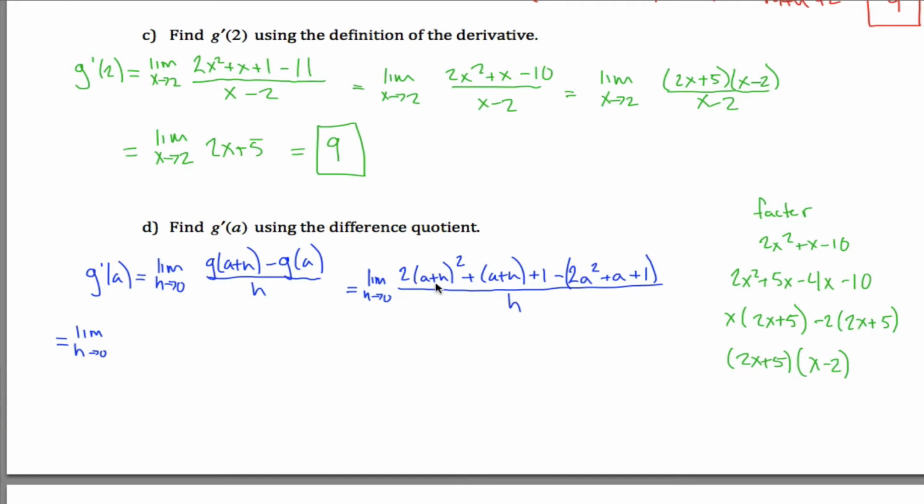If we expand everything out, a plus h squared is a squared plus 2ah plus h squared. If I take that 2 and distribute it through, I get 2a squared plus 4ah plus 2h squared plus a plus h plus 1 minus 2a squared minus a minus 1. That entire mess divided by h.